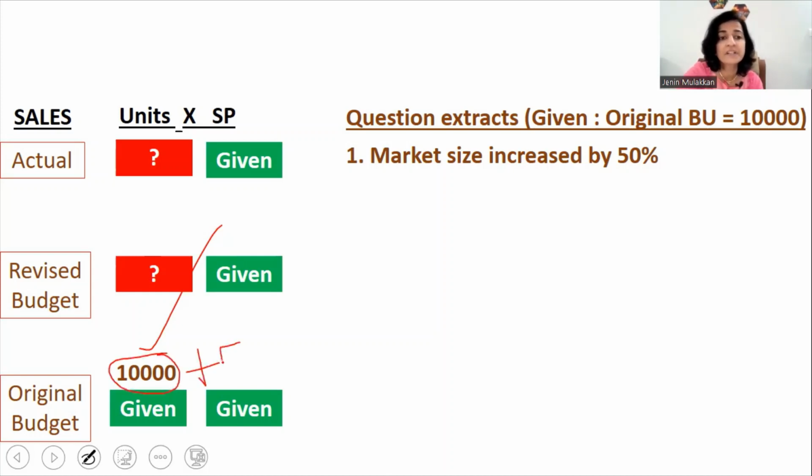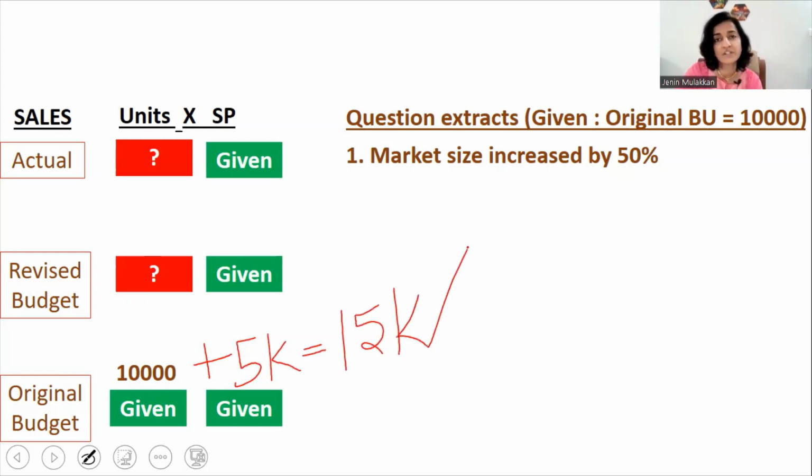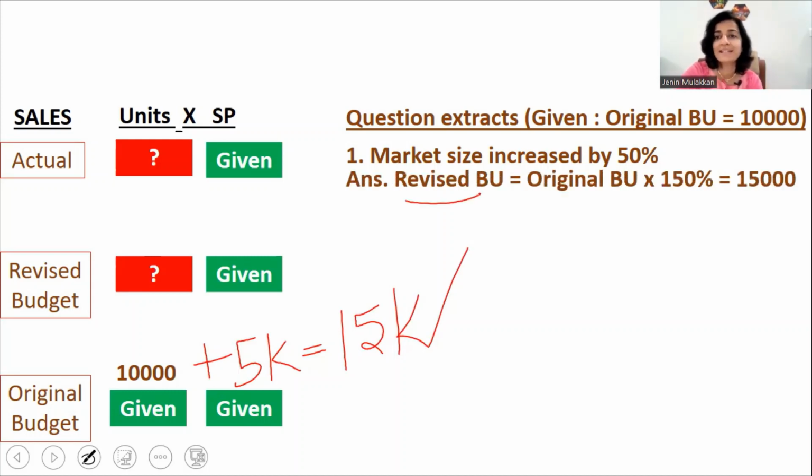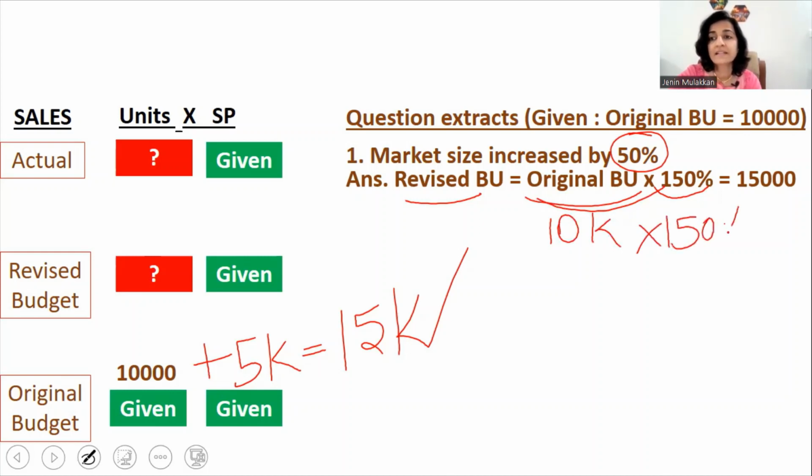It is 5,000, right? So 10,000 plus 5,000 units, we can easily take the revised budget at 15,000 units. Now writing this using the percentage, we get the revised budgeted units as original budgeted units multiplied by 150%. Why 150%? Because 50% is the increase. So in order to get a revised budget, we have to multiply the original budgeted units, that is 10,000 units, into 150%, that is 15,000 units. So we get the very same answer.